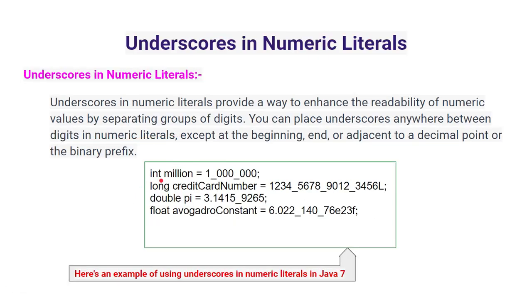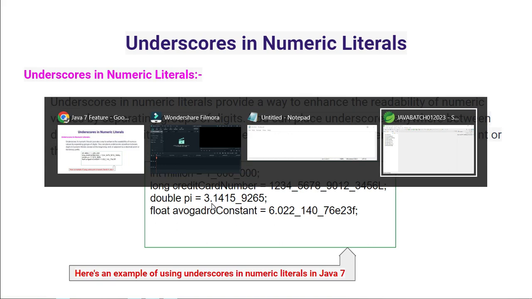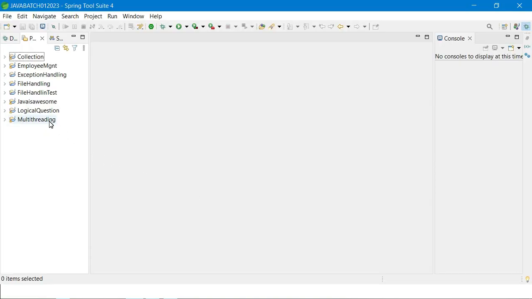Underscore: if you write an underscore in a numeric literal, in JDK 7, 8, 9, 10 you can write like that also. For example, int million equals 1_000_000, and long credit card number equals 1234 with underscores. Let me check whether it's working in Java 17 or not. I have installed Java 17.